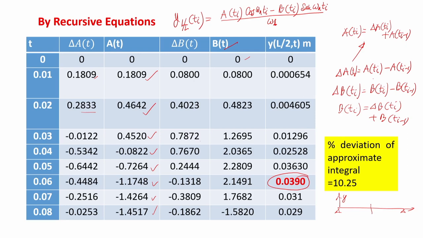But this is also an approximate method because it is numerically integrated. And this result, that is the recursive relation, will improve the result that we obtained earlier with the Simpson rule or trapezoidal rule. Here we can see that the percentage deviation of the approximate integral that we carried out using the Simpson or the trapezoidal rule is around 10.25%. So this method that I have discussed is a very powerful method and can be used for any type of excitation, even for earthquake ground motion. This procedure can be adopted.